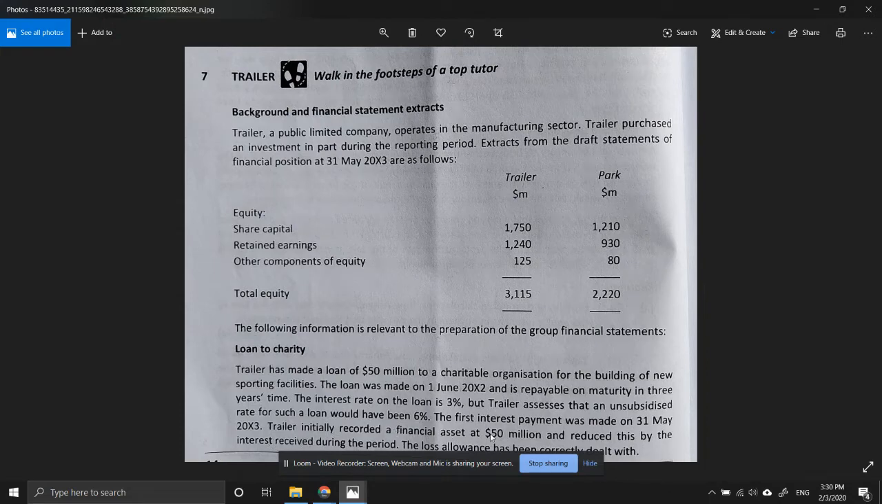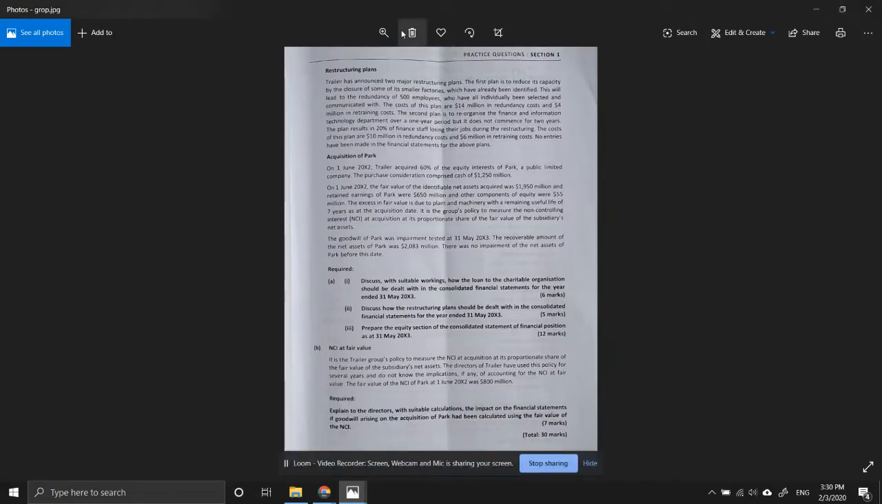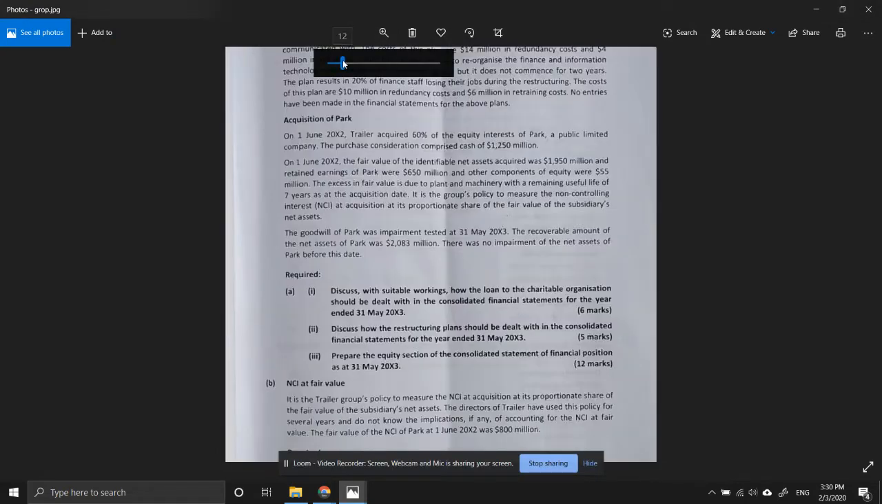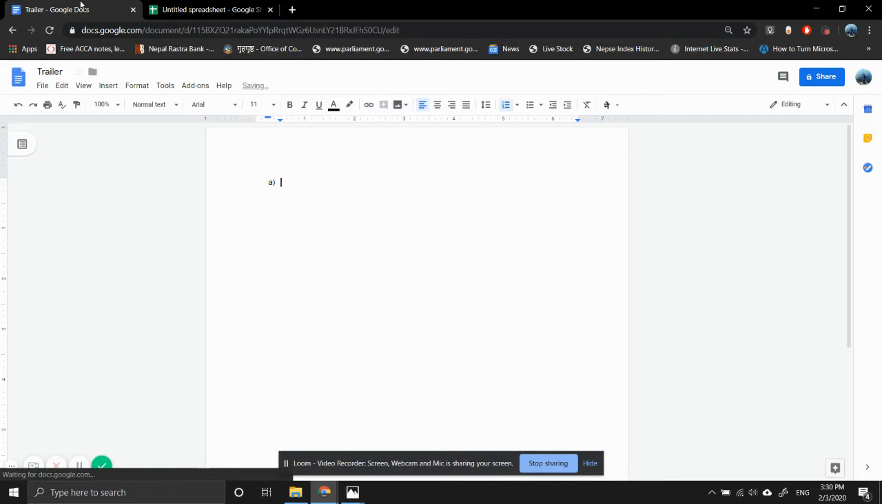Trailer initially recorded a financial asset of 50 million and reduced this by interest received during the year. The allowance has been correctly dealt with, right? So what we are required to do is discuss, with suitable workings, how the loan to the charitable organization should be dealt with in the consolidated statement for the year ended 31st March 20x3, right? So, loan to charity.